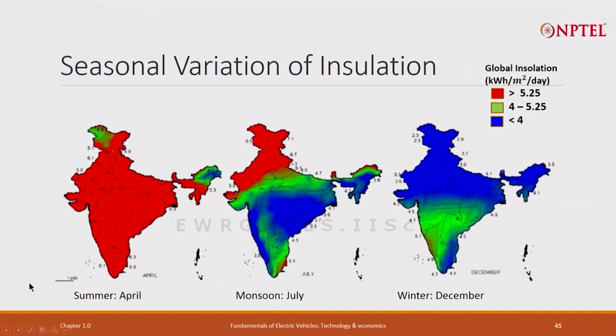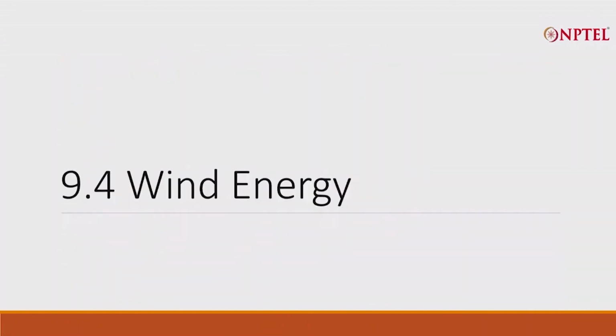Seasonal variation: you see this is the peak sun hours. Even in July you are getting 4 to 5.25, and only in this blue color are you getting less than 4, but even 3.5 is not bad; less than 4 does not mean 2 or 1. This is the typical seasonal variation of insolation. That is the basic material on solar.